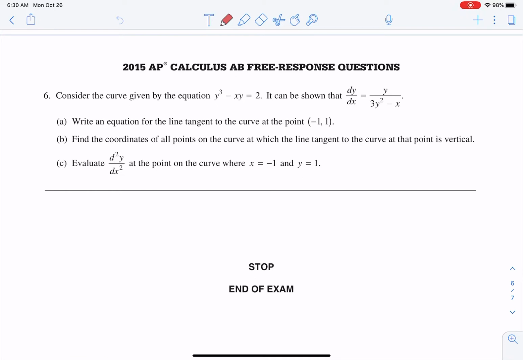Consider the curve given by the equation y cubed minus xy is equal to 2. It can be shown that dy/dx is equal to y over 3y squared minus x. All right, a couple of things. First of all, let's take a look at this equation. That equation right there is not one that, for example, in a pre-calc class you would ever have had to graph or probably even to solve, because you've got multiple y's in here, and this one's to the 3rd power. What the heck?